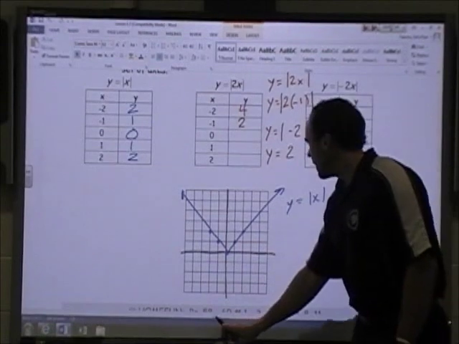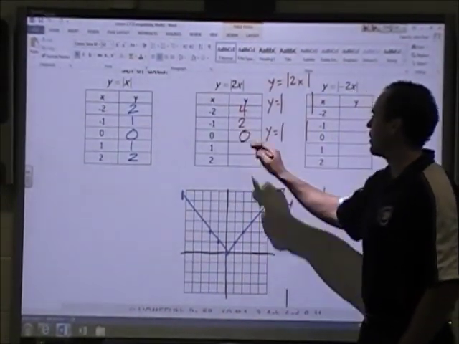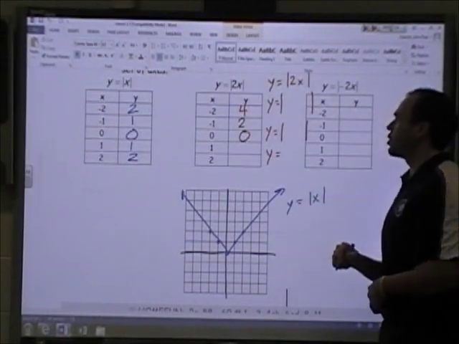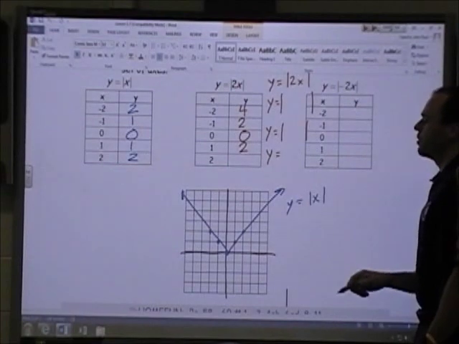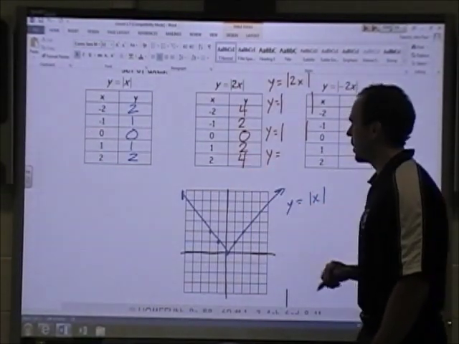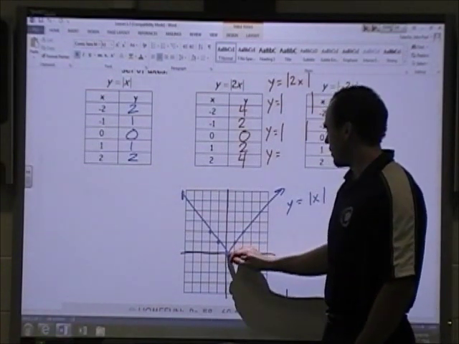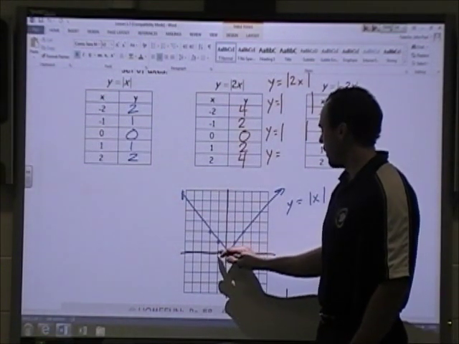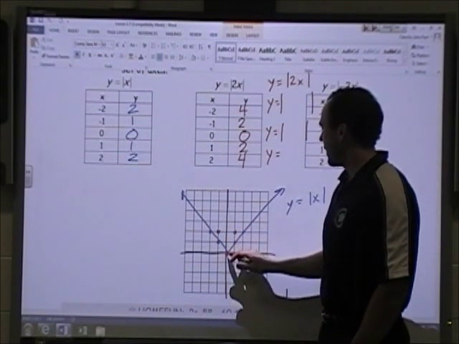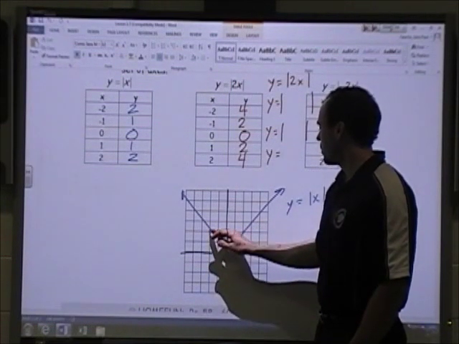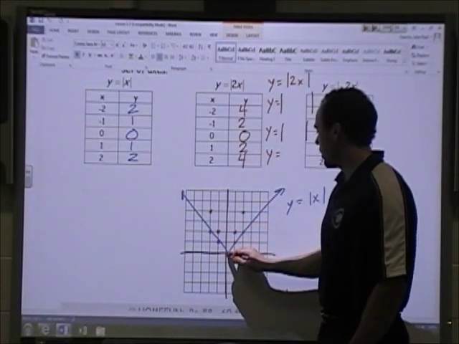If I plug in a 0, it's going to be 2 times 0 inside, and the absolute value of 0 is 0. If I plug in a 1, 2 times 1 is 2, absolute value of 2 is 2. And if I plug in a 2, 2 times 2 is 4, absolute value of 4 is 4. So if I go to graph this, I'm going to get 0, 0, negative 1, 2, 1, 2, negative 2, 4, and 2, 4. And it's going to look like this.